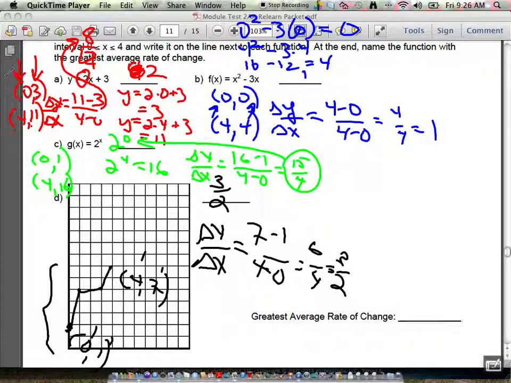So which one's biggest? Is it 2? Is it 1? Is it 15 over 4, or is it 3 over 2? It would be 15 over 4. So based on these ones that I'm doing now, C works out to be the biggest one, the greatest average rate of change. Okay? So there's the rate of change problem.